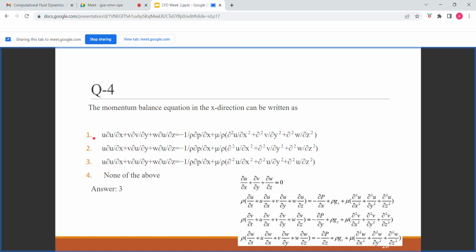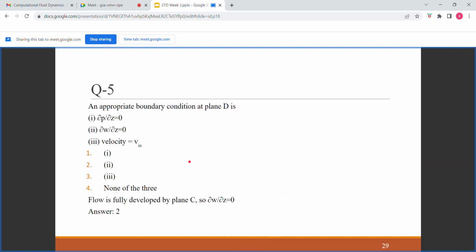So obviously it would be option 3. In the first, LHS and RHS both were wrong, whereas in the second option LHS was correct, but in the right hand side individual velocities like u, v and w were given, which is wrong. So the answer is option 3. In question 5, it was asked what the appropriate boundary condition at the plane D is. Plane D is the outer plane where the velocity would have reached a steady state, fully developed flow profile. So dou W by dou Z would be 0 at that point. Option 2, dou W by dou Z is equal to 0.